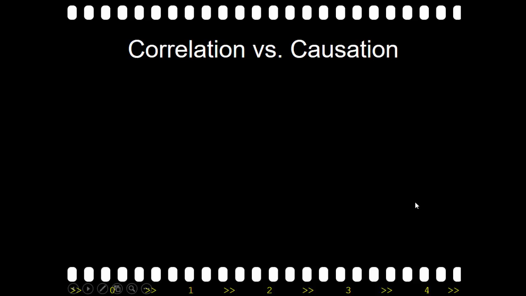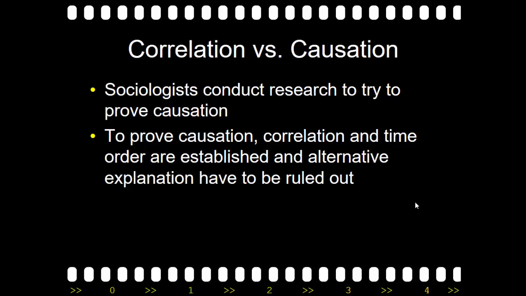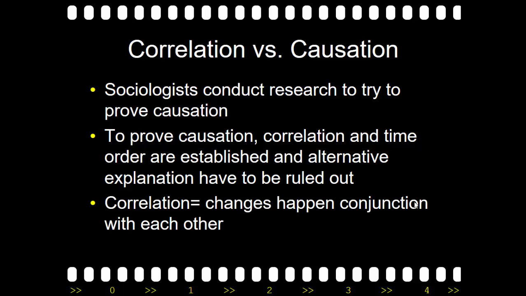In all of the different research methods, sociologists are looking to conduct research that proves causation. So they're looking to see that when this happens, it causes this. So to prove causation, correlation and time order are established, and an alternate explanation has to be ruled out. So correlation is when things happen in conjunction with one another, trying to look to make sure that when things are happening at the same time, that one is causing the other.